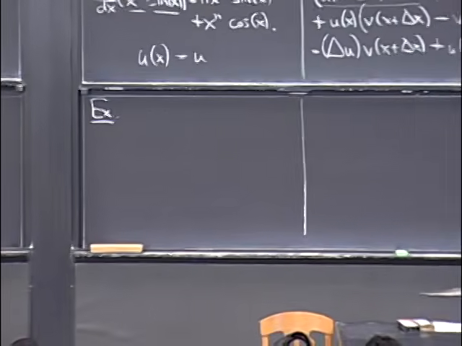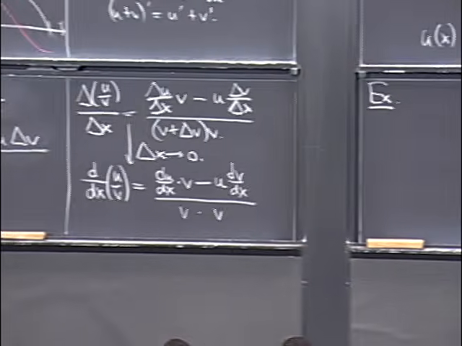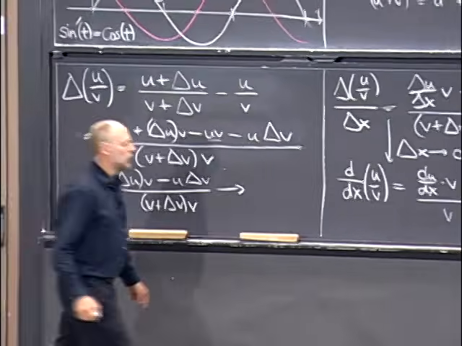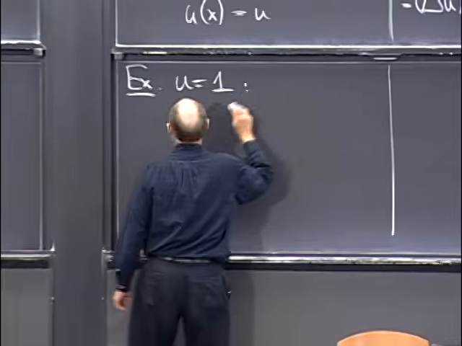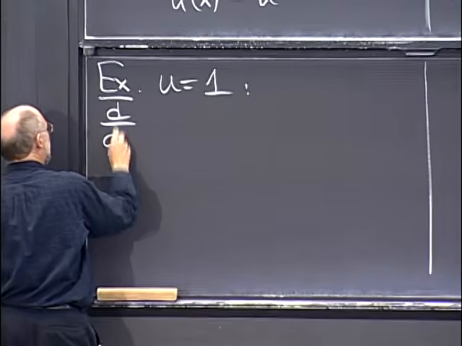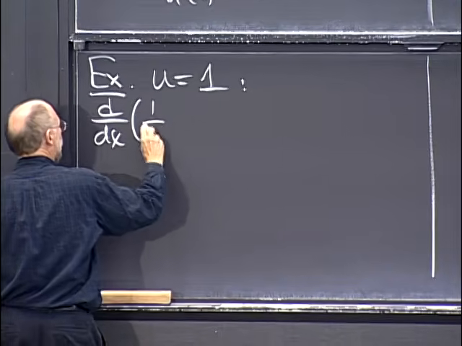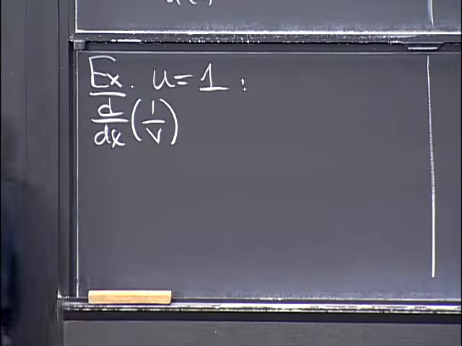So the example I'm going to give is pretty simple. I'm going to take the numerator to be just 1. So I'm going to take U equals 1. So now I'm differentiating 1 over V, the reciprocal of a function, 1 over a function.